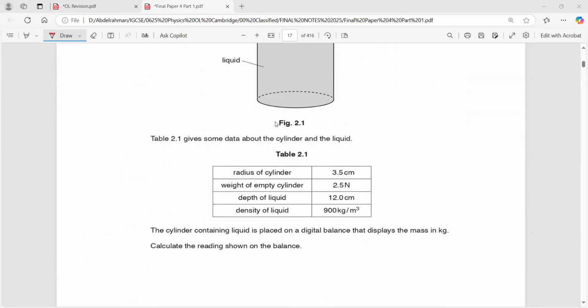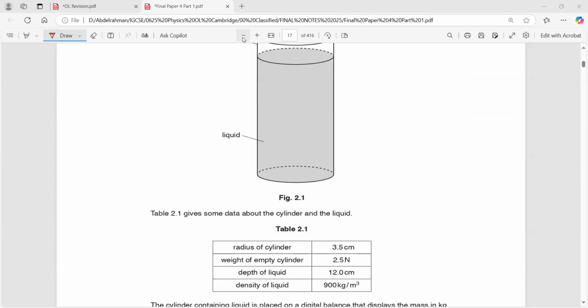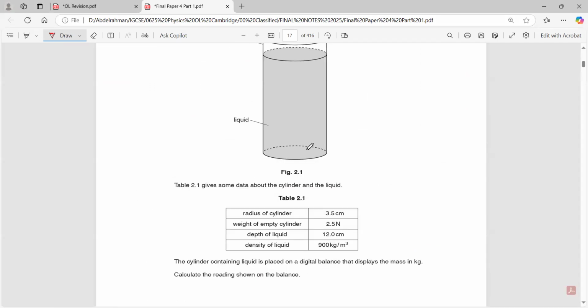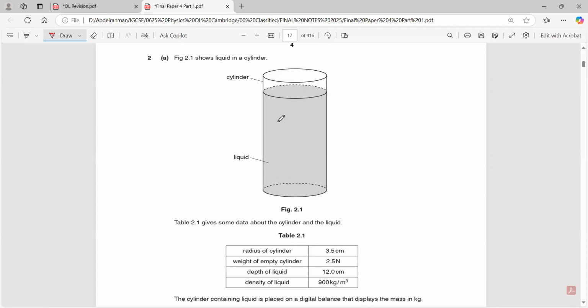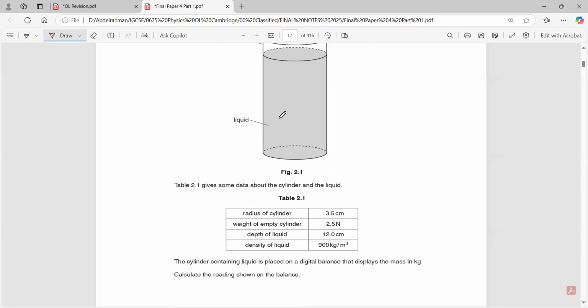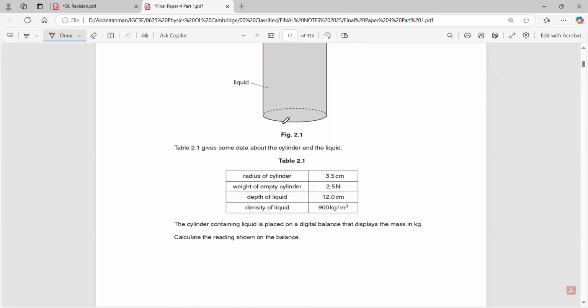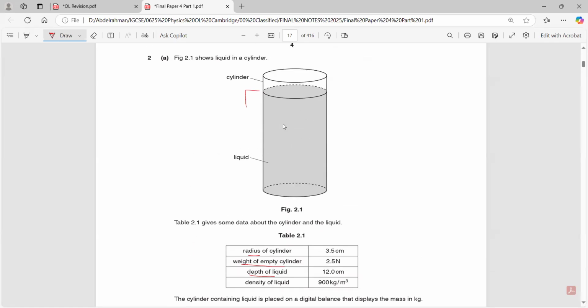Page 15. Let's solve this question. The question is saying that we have a cylinder with some liquid inside it. You have some data about the cylinder: the weight of the empty cylinder, the radius, and the depth of the liquid. The depth of the liquid here is 12 centimeters.